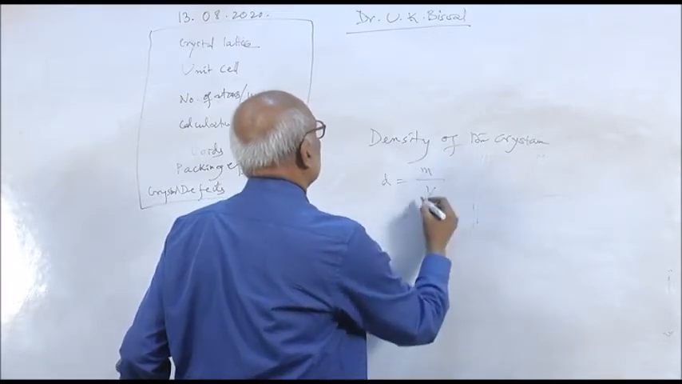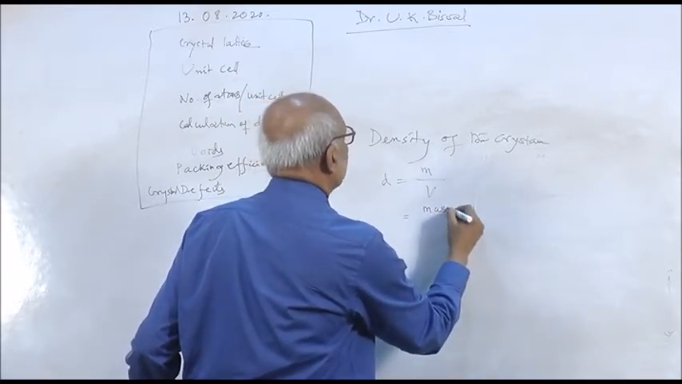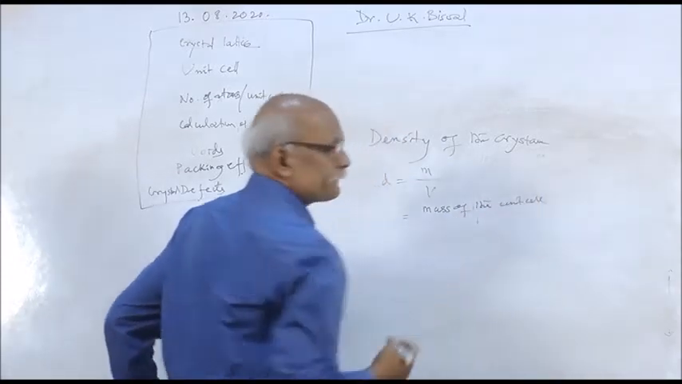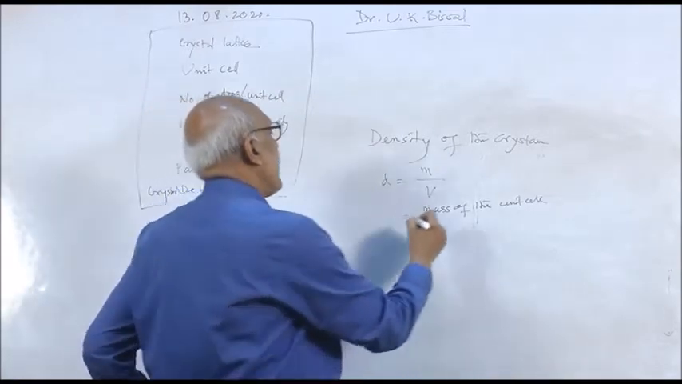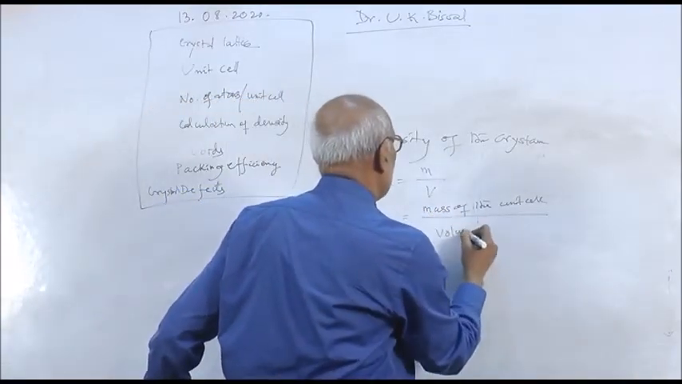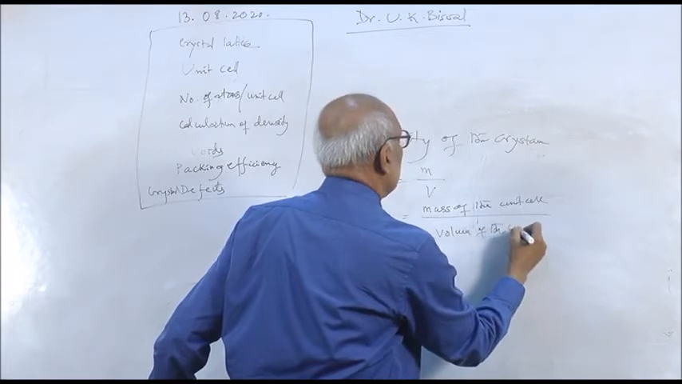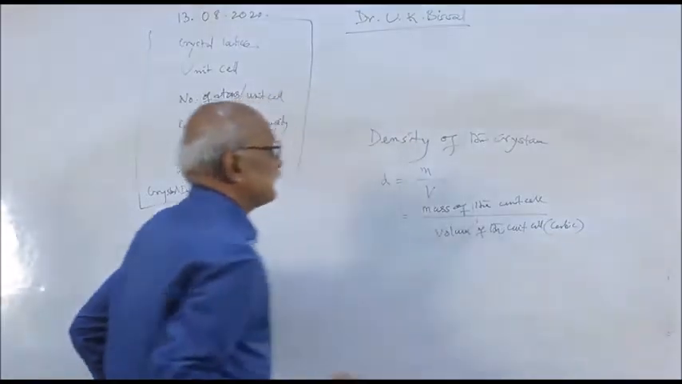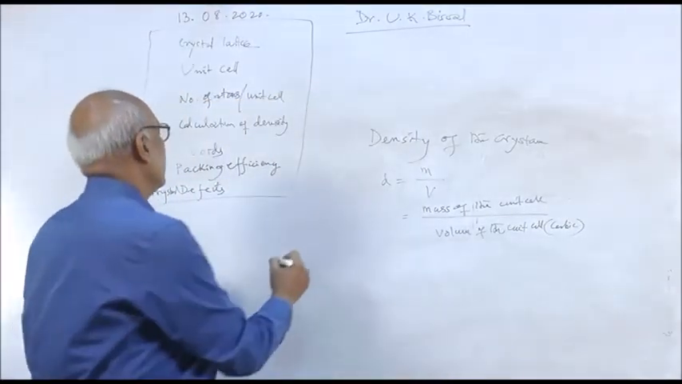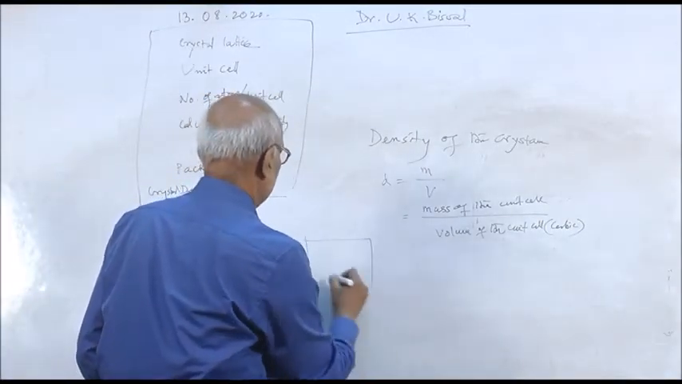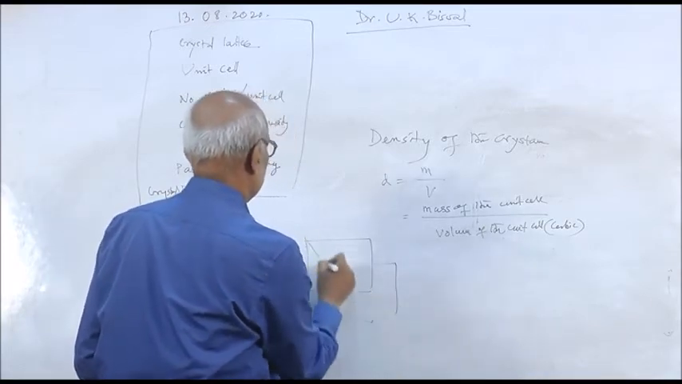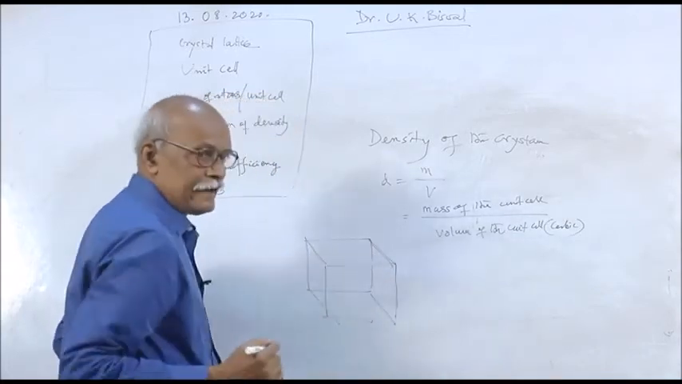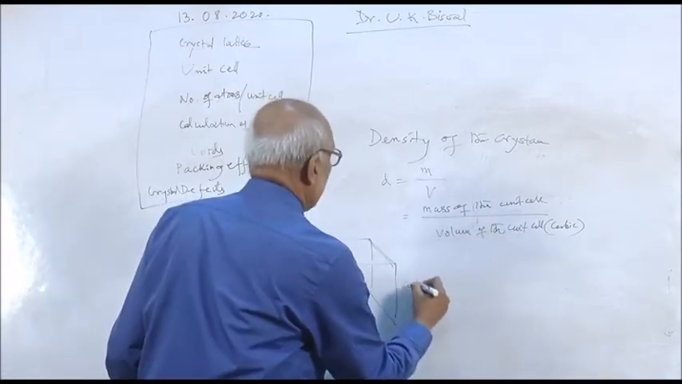So mass means the mass of the unit cell, divided by the volume of the unit cell. Let us say the unit cell is cubic, having an edge length. This is called the edge length. The edge length is a, in picometers.